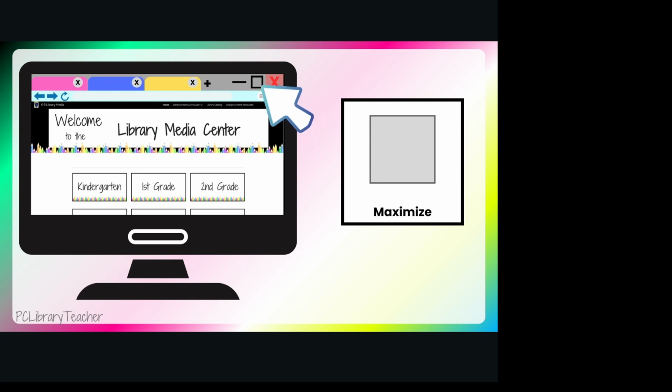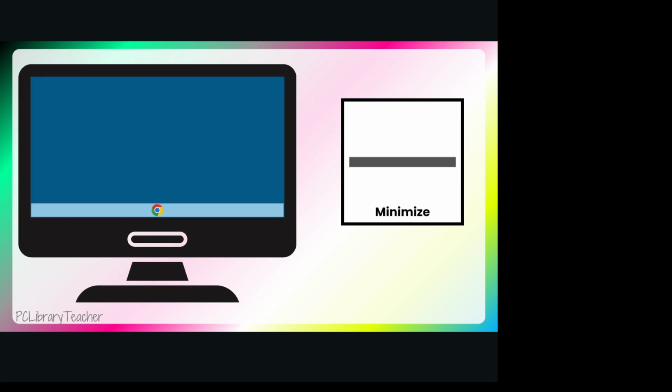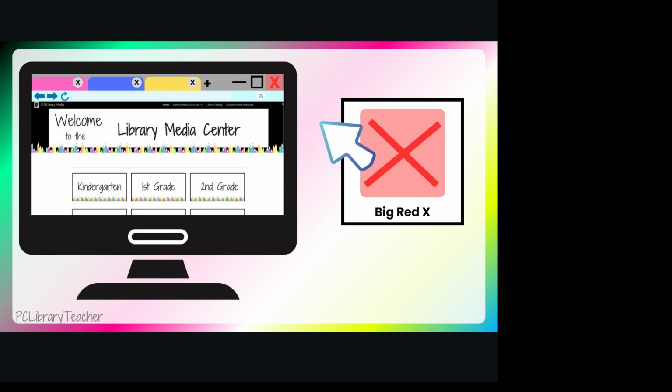The Maximize button makes your internet browser big. The Minimize button makes your internet browser window hide. To close all of the tabs at once or the entire internet browser, you click on the big red X.